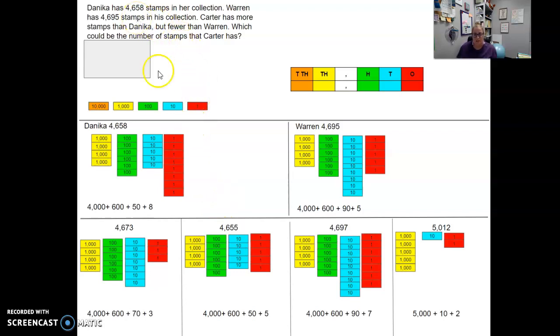So let's look at our question again, because we have all this beautiful work, but I forgot what I'm supposed to do. So let's read it again. Danica has 4,658 stamps in her collection. Boom, it's right there. Warren has 4,695 stamps in his collection. Boom, it's right there. Carter has more stamps than Danica, but fewer than Warren. Which could be the number of stamps that Carter has? So we're trying to figure out how many stamps Carter has. So we know he has more than Danica, but fewer than Warren. That's going to be important for us to know. So let's go ahead and remove this.